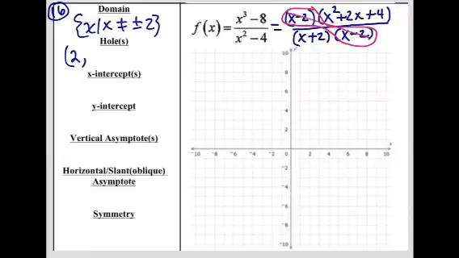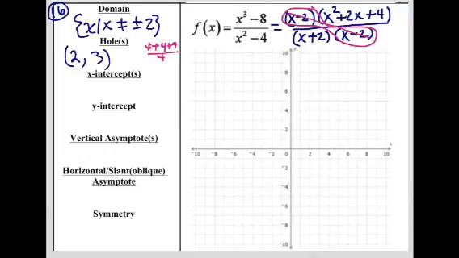And to get the y-coordinate, we replace the x with 2 and whatever remains, so 2 squared is 4, and then 2 times 2 is 4, and then plus 4, and then the denominator is 2 plus 2, which is 4. So I've got 12 over 4, so that's going to give me 3. Okay, so the hole is at (2, 3).